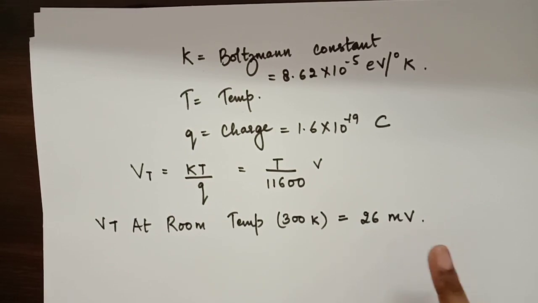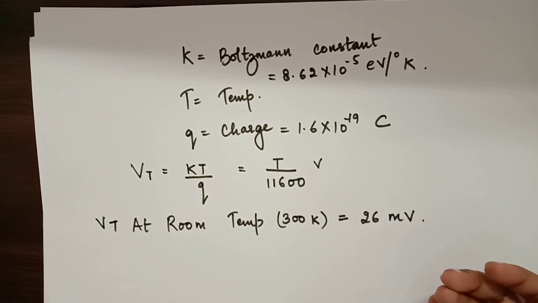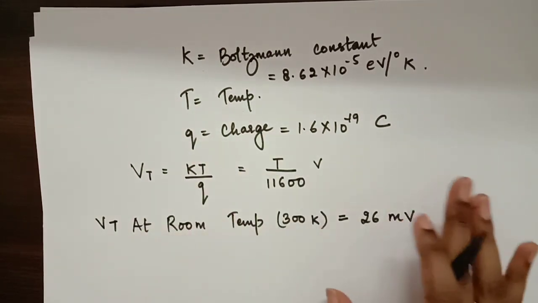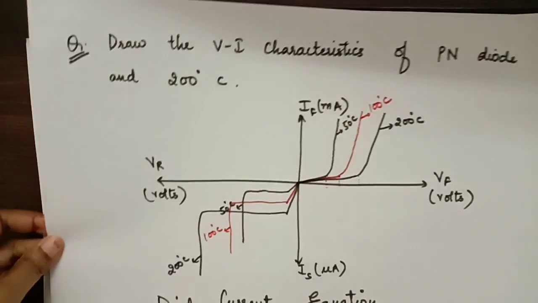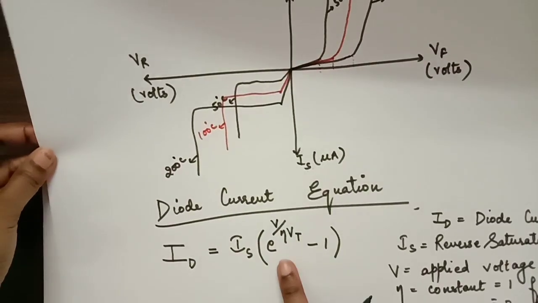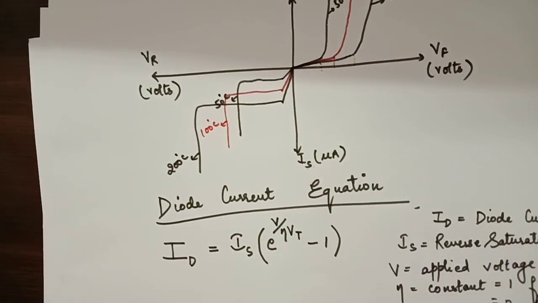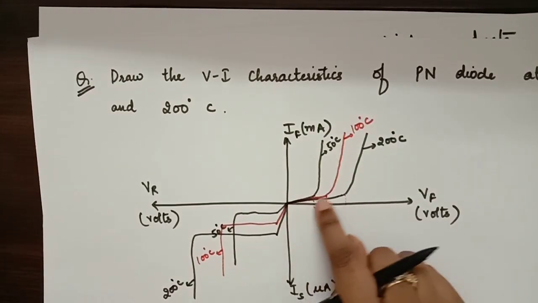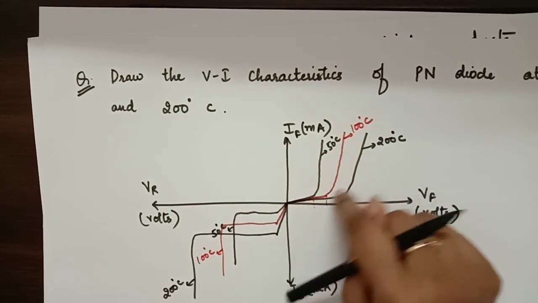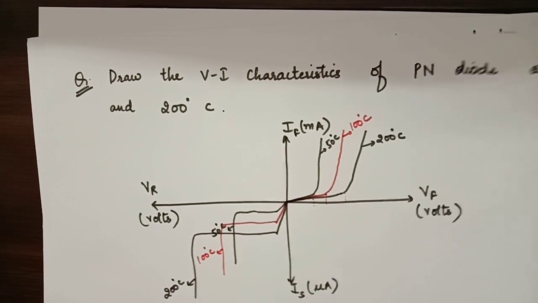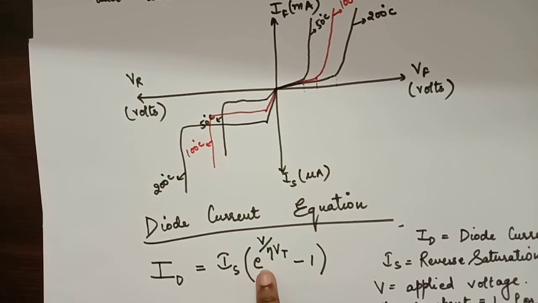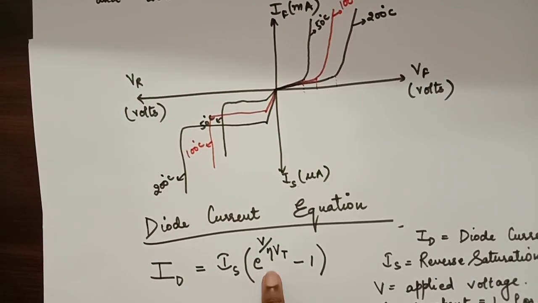So this is how you can put various values in the diode current equation and find the other one. You can easily see that the diode current equation is non-linear. It is an exponential curve, and whenever you draw the VI characteristics of a PN diode, you draw it exponentially. So this is the reason. This is the diode current equation, and you have to remember it.